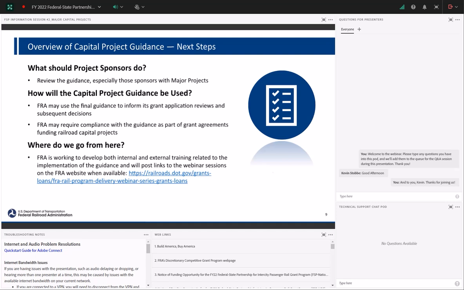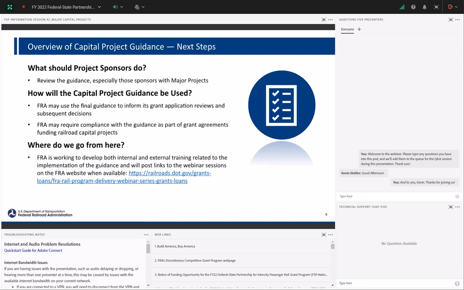So again, it's in development. When it becomes available, we will have the webinars posted to our website as we did this one, and encourage those interested in attending to do so. And hopefully it's helpful, and ask questions so that we can implement the capital project guidance in a way that is leading to success.